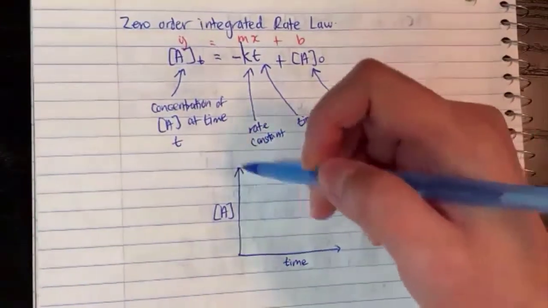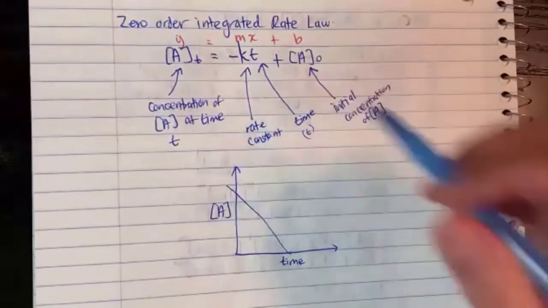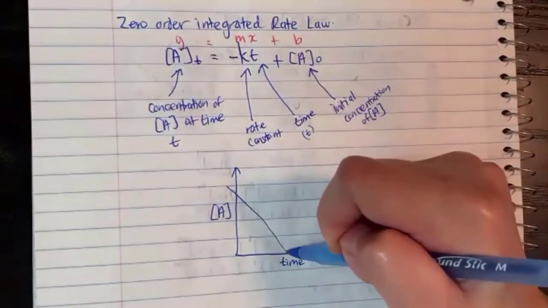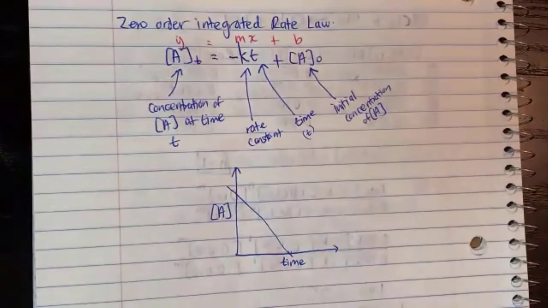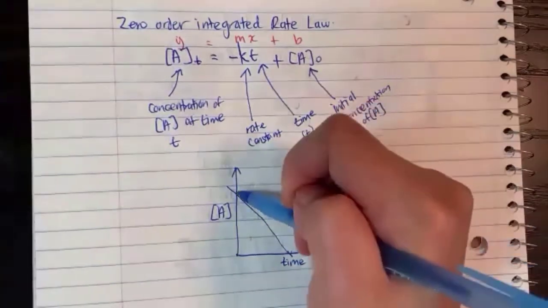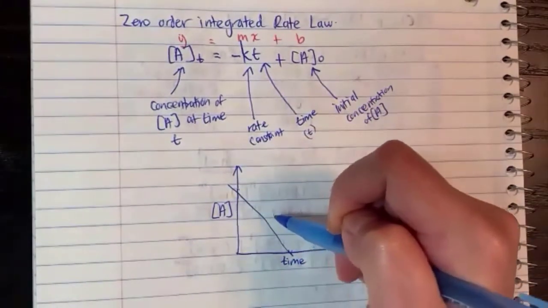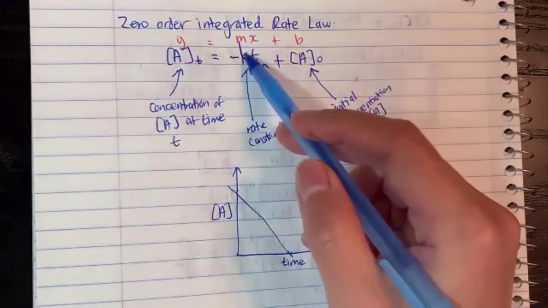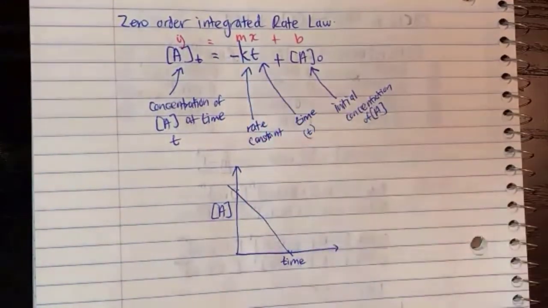Anyway, negative slope, let's just draw a negative slope. It should have been a straight line. Pretend it's straight, my hand kind of moved. Just draw a straight line in your book. The slope is negative, that's why it's negative here, right? And so basically from your slope, you can get your K, the rate constant.